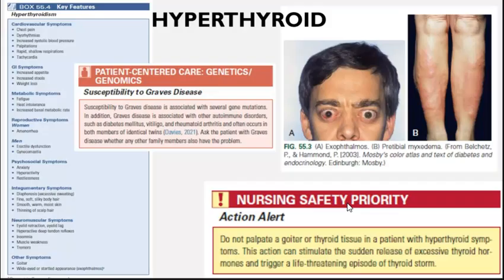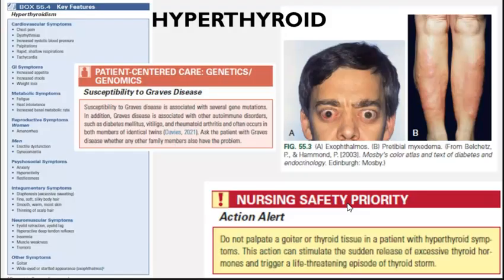So with hyperthyroid, things that can cause it would be Graves' disease. So Graves' disease is that autoimmune disease that attaches those autoantibodies to the thyroid stimulating hormone receptors, and it kind of overstimulates the thyroid to produce too much T3, T4.